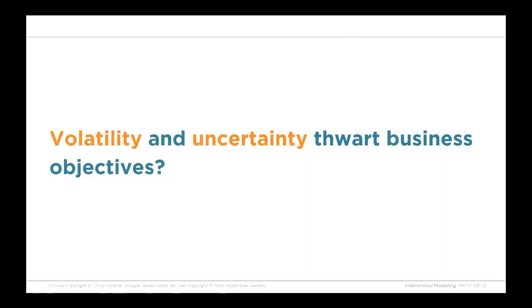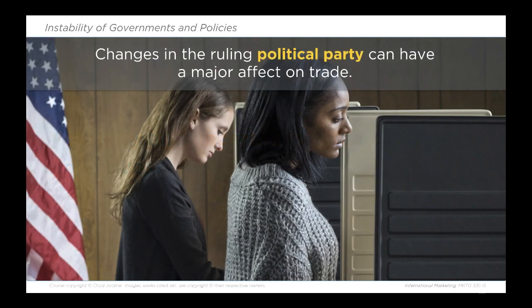And this is the main point, right? The more volatile and uncertain things are, the tougher it is to run a good business. Now, we talked about changes in a political party.